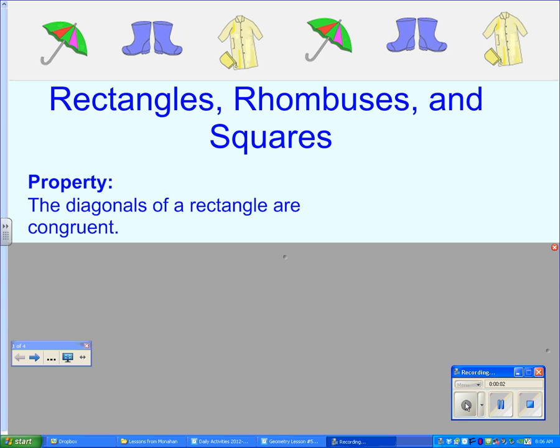Okay, we are looking at lesson 52 today. Rectangles, rhombuses, and squares. We're looking at the properties of those three figures. One property for rectangles: the diagonals are congruent.